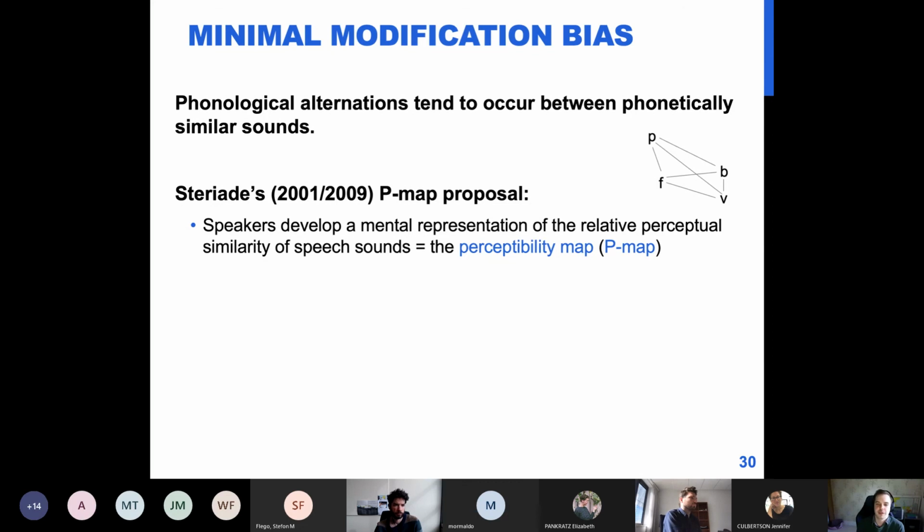So this might be a fragment of that. For instance, the sounds B and V are really similar to each other. And F and V, for instance, even though they're also one feature different, are less similar to each other perceptually.